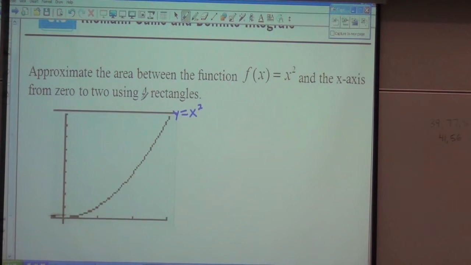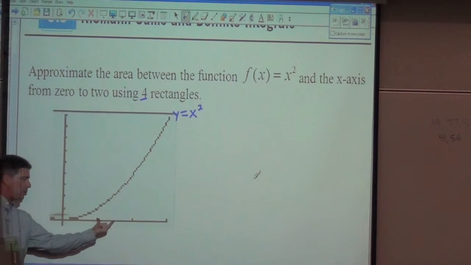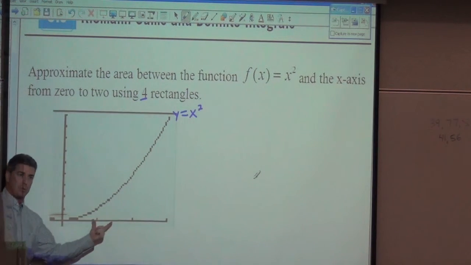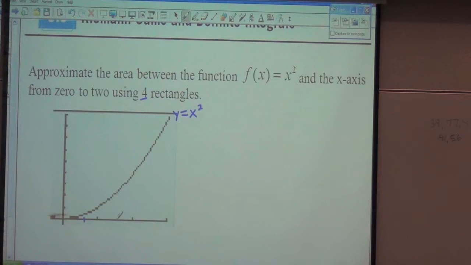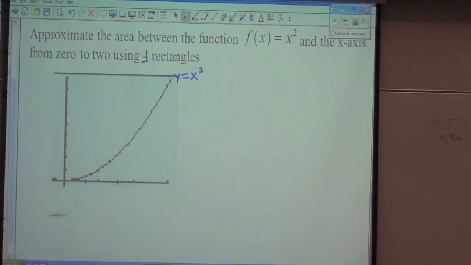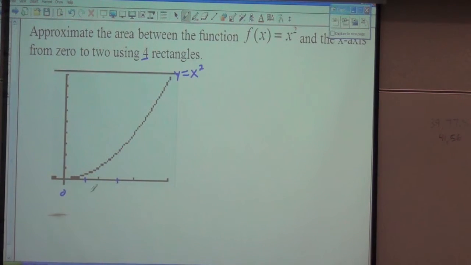If we want 4 rectangles, I want to make them all have the same width. What width should I use? A half. If I use a half, it goes 0 to a half, a half to 1, 1 to 1 and a half, 1 and a half to 2. So we break it down like this. This is 0, this is a half, this is 1, this is 3 halves, easier.